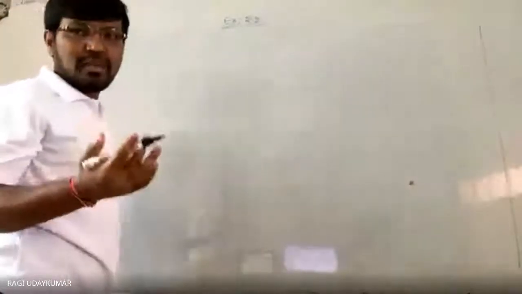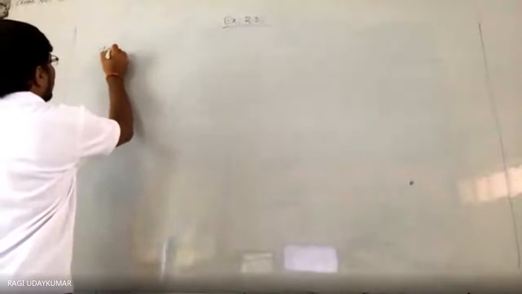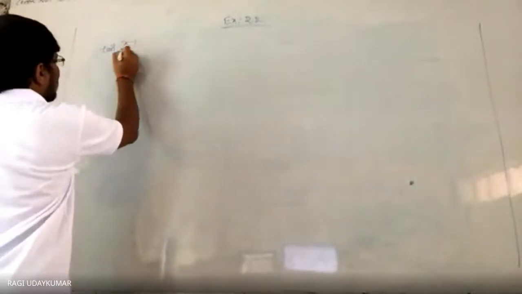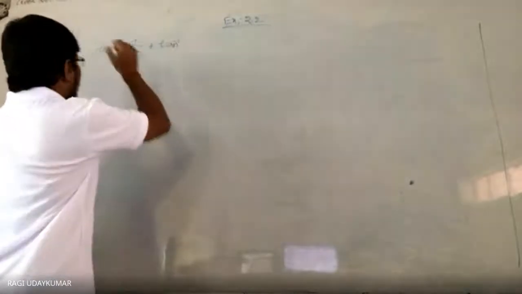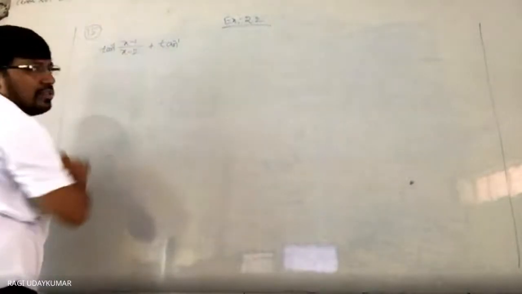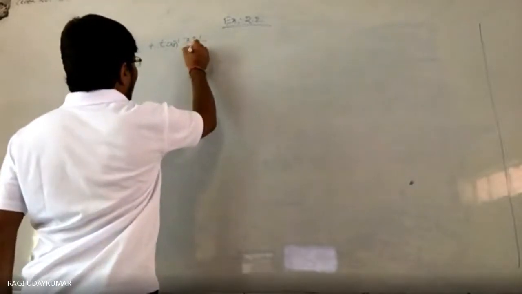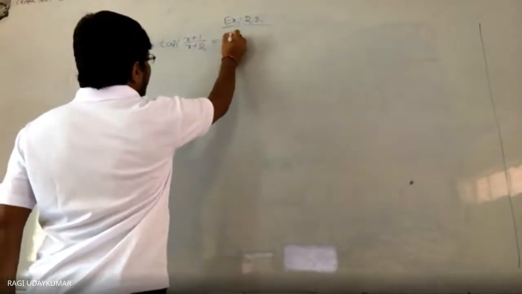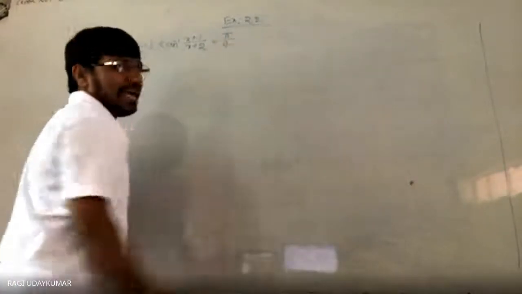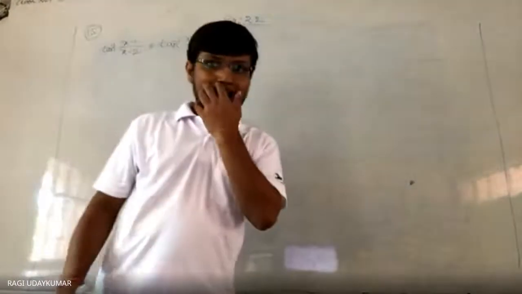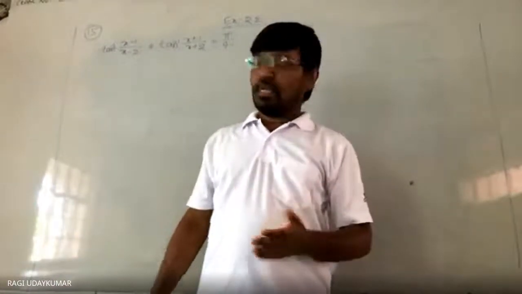Tan inverse of x minus 1 by x minus 2 plus tan inverse of x plus 1 by x plus 2 is equal to, it is given to you, pi by 4. This is the 15th problem. And it asks you to solve this for the value of x.